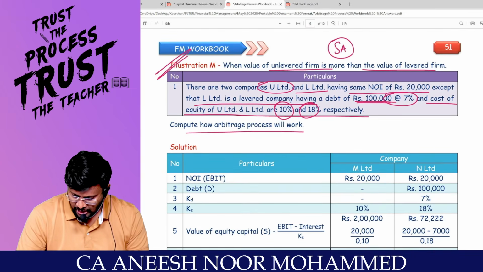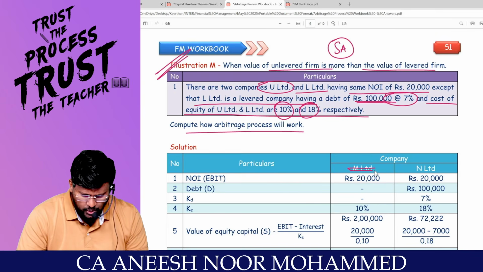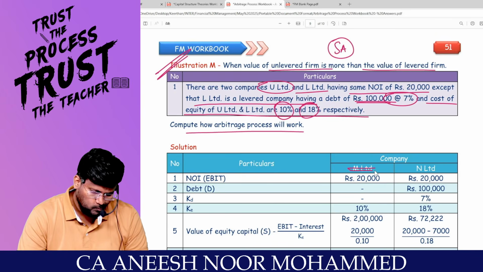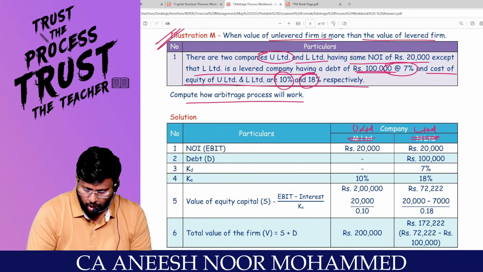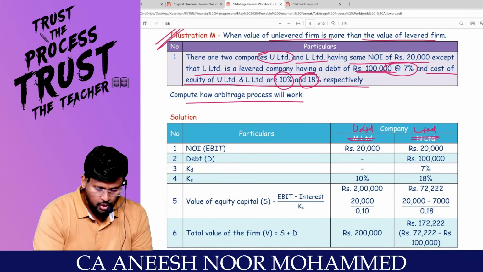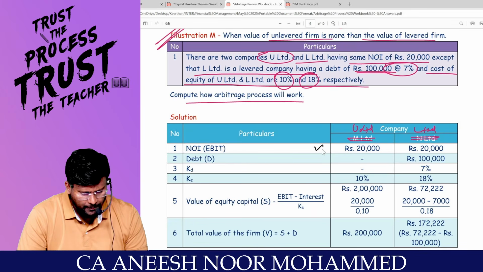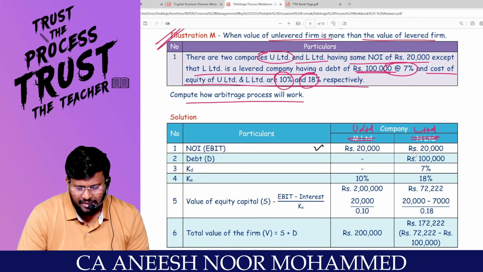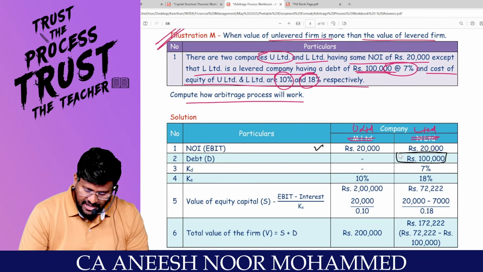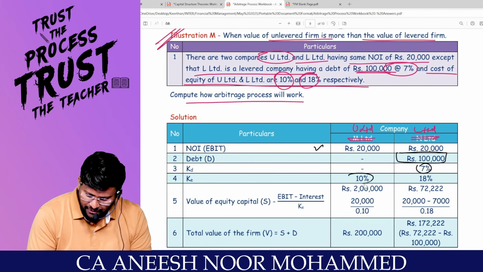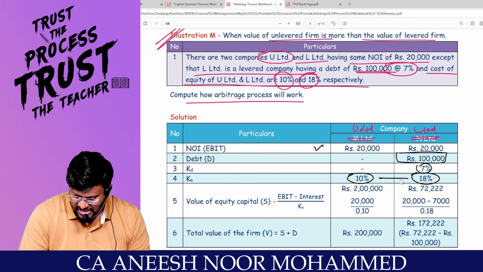First, which is the unlevered firm? U Limited is unlevered. Who is levered? L. Are you all really with me? What is the EBIT for both the companies? 20,000 each, sir, it will always be the same. Who is having debt? L, so L is levered. How much? 1 lakh, KD 7%. But KE they have given different: here it is 10 and here it is 18.